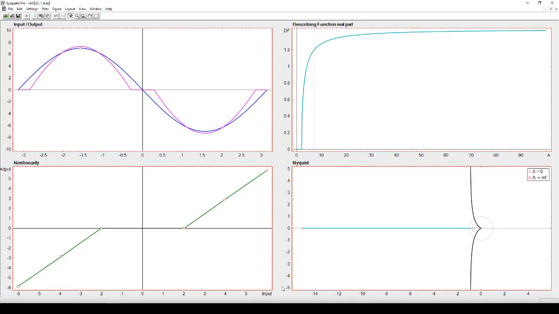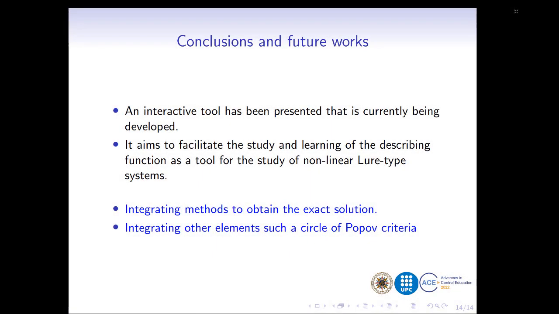We have presented an interactive tool that is currently being developed in order to illustrate the describing function technique. This interactive tool aims to facilitate the study and learning of the describing function in a visual and engaging way, as a tool for the study of nonlinear Lur'e type systems. We are currently working on integrating methods to obtain the exact solution, as well as integrating other elements for further and deeper study and understanding, such as the circle criterion or the Popov criterion.